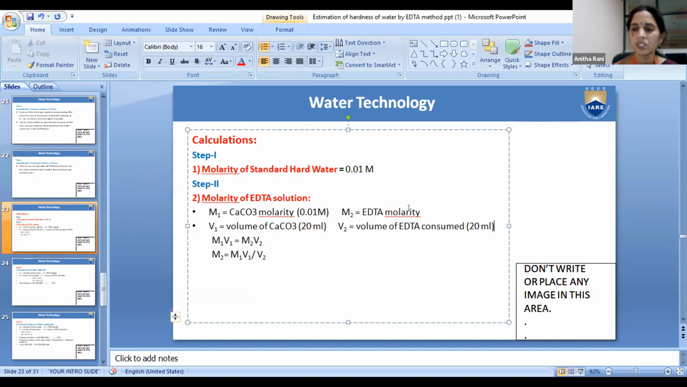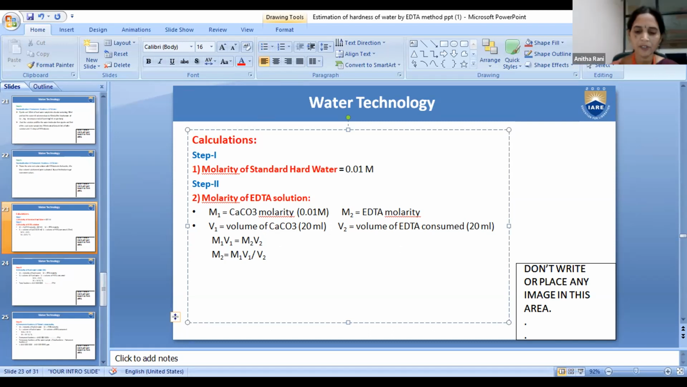Find out M2, EDTA molarity. M1V1 is equal to M2V2. M2 is equal to M1V1 by V2. M1 is 0.01 into V1 is 20 ml, by V2 is 20. How much you will get, students?